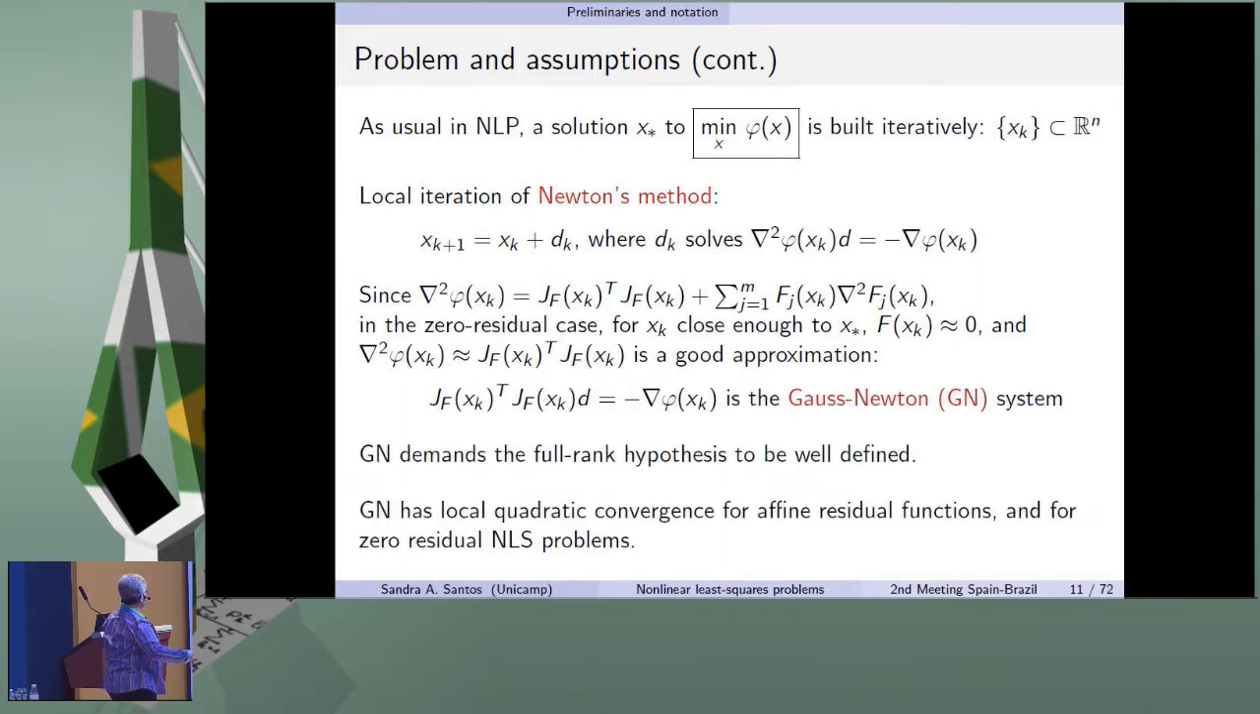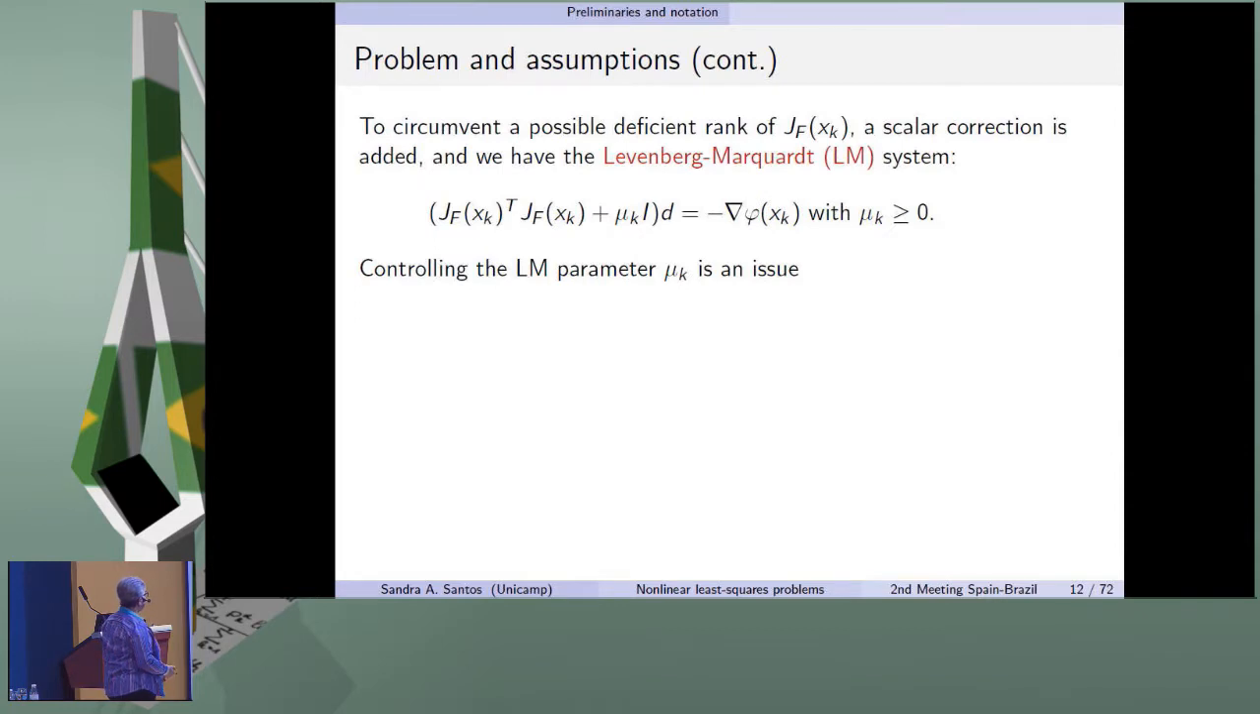Naturally, for this system to be well defined, the Jacobian must have full rank. And also, in this situation of zero residual, and also maybe if the Hessian is zero, because the problem is affine, these are two circumstances in which Gauss-Newton will behave like Newton and we will have a fast quadratic convergence. But unfortunately, the assumption of full rank is quite strong, and sometimes we do not have that. So we have to damp the spectrum of J transpose J by means of a scalar matrix.